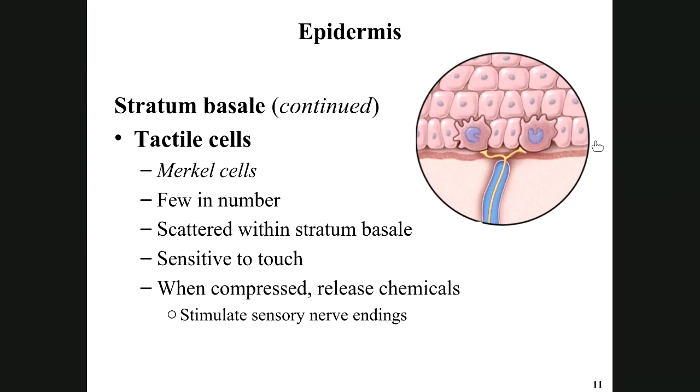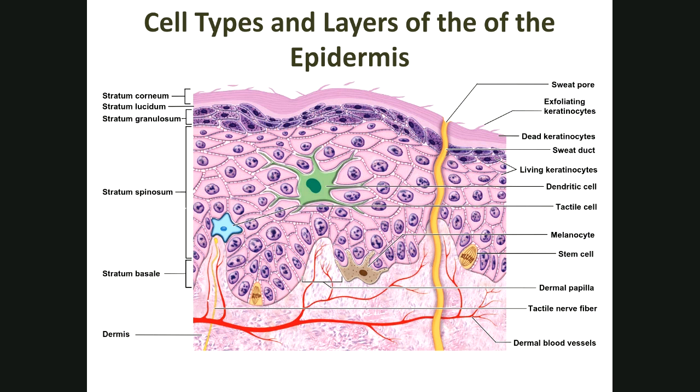The first layer of our skin is called stratum basale, and our stratum basale contains keratinocytes which can make keratin, melanocytes which can make melanin, and tactile cells which are in contact with the nerve endings, and these nerve endings can detect the sense of touch.